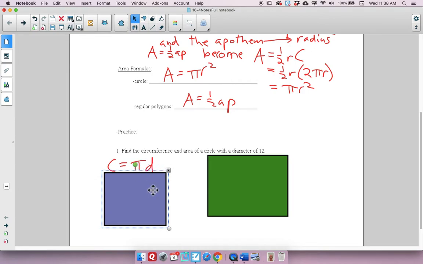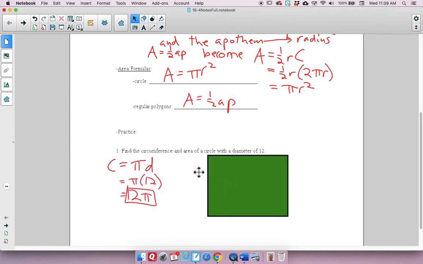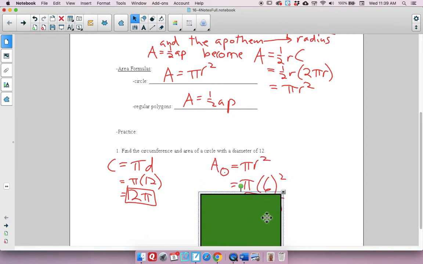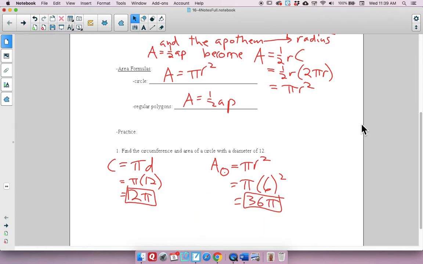And yeah, that's pretty simple, isn't it? Yeah, just pi times 12 or 12 pi. Okay, what's the formula for the area? If I have the diameter, ooh, we have a formula that's pi r squared. Oh, but I have the diameter. And the diameter is double the radius. That means the radius is 6. So 6 squared is 36. So it's 36 pi.